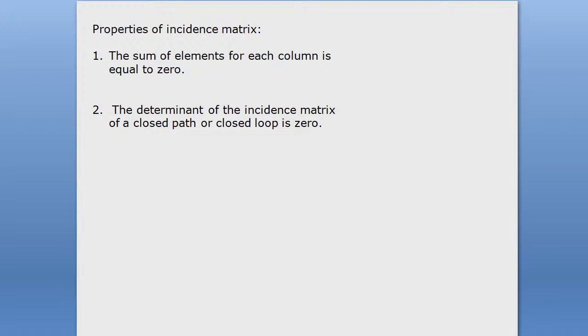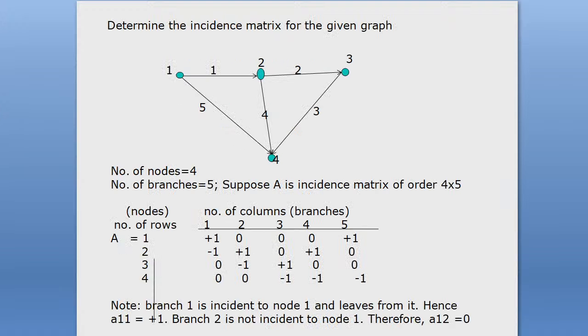Let me tell you by taking an example, a closed loop example. You see there are two closed loops, 1 2 4 1, and another one is 2 3 4 2. Or you can consider 1 2 3 4 1. So now we will consider this one, 1 2 4 1.